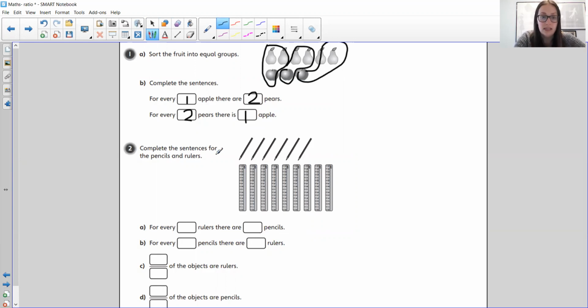Okay then, complete the sentences for the pencils and rulers. Well, I'm going to do the same thing that I just did earlier because I think that is going to help me. Okay then. So I'm looking at this one and I can't do 1 pencil.